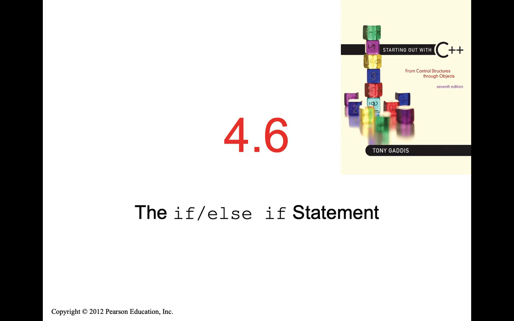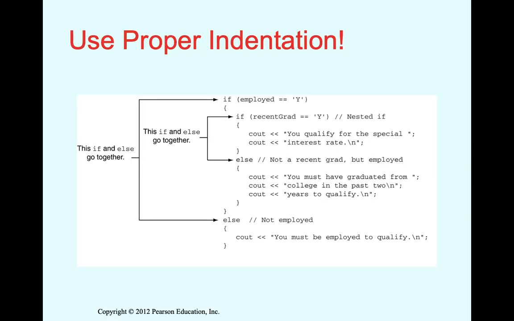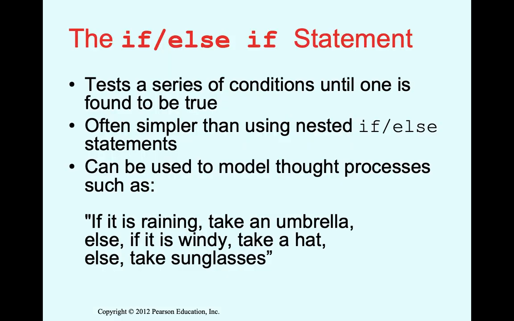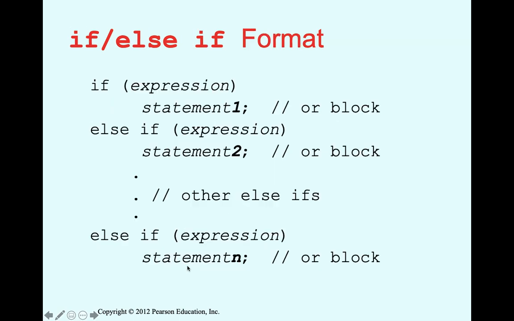So sometimes, to avoid using an if inside an if, we have something called else if. In Python we call it elif, but here we call it else if. It tests a series of conditions until one is found to be true. Usually it's simpler than nested if, so it's better to use it than nested if. Let us take an example. If it's raining, take an umbrella. Else if it's windy, take a hat. Else if it's not raining and not windy, just take sunglasses.